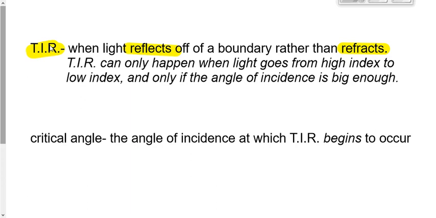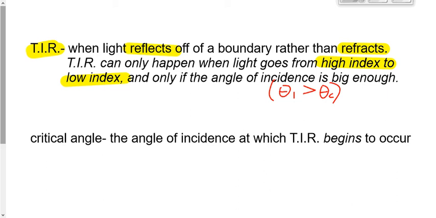Total internal reflection can only happen when light goes from high index to low index. That's important. Can never happen the other way around. Doesn't matter how big you make theta 1, theta 2 will always be smaller, and therefore light will always refract rather than reflect. And of course, it only occurs if the angle of incidence is big enough. In other words, if theta 1 is bigger than the critical angle.